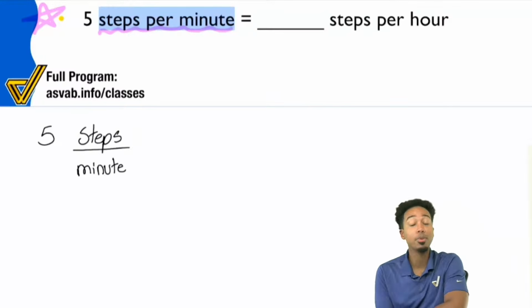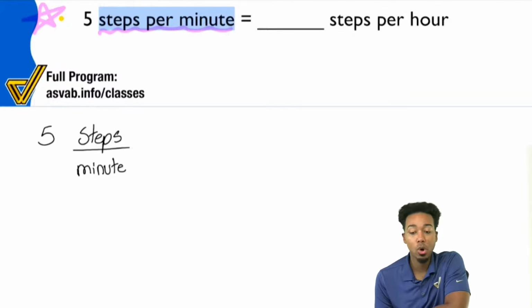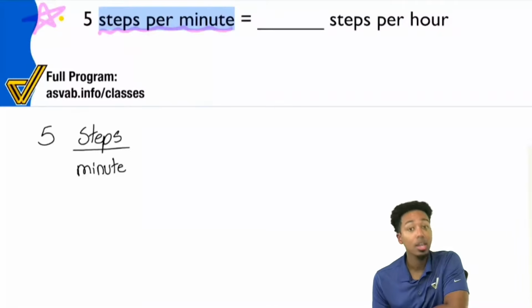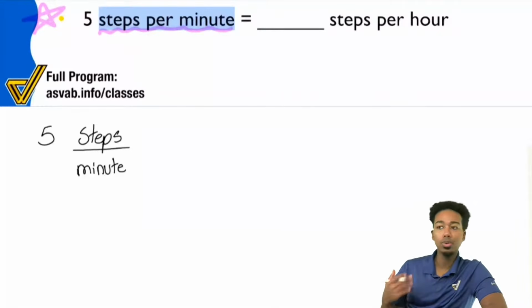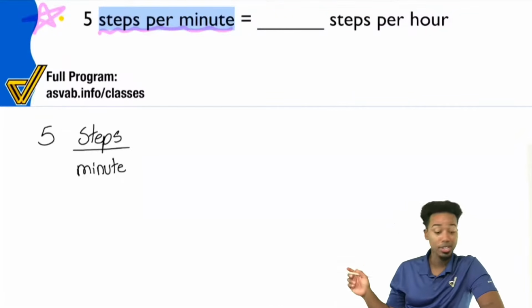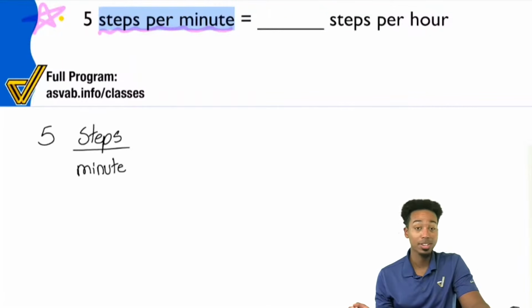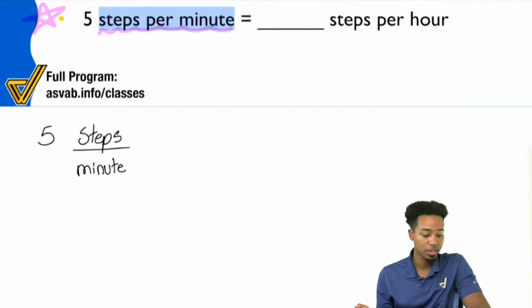That's what 5 steps per minute looks like. That's what that's supposed to look like. Steps per minute is steps over minute. And so if you want to turn this into steps per hour, let me show you how you can convert a rate, because this is a rate. The per minute, that is a rate. And so here's what you got to do.